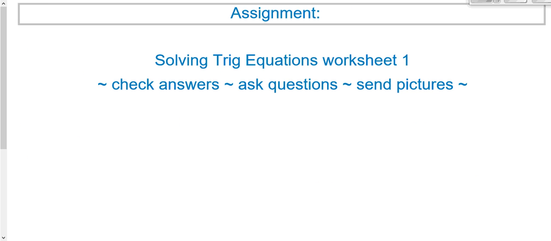Assignment. I forgot to change my slide. Let's change this to worksheet 2. Solving trig equations worksheet 2.